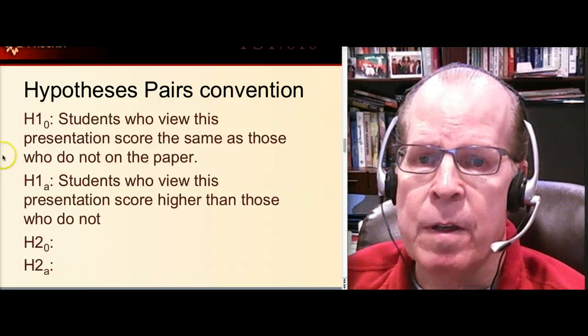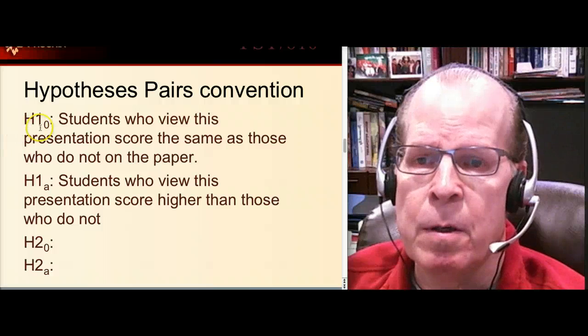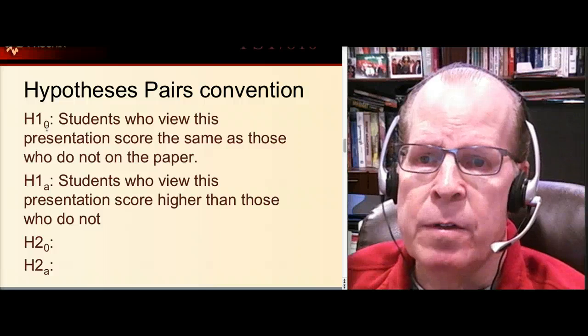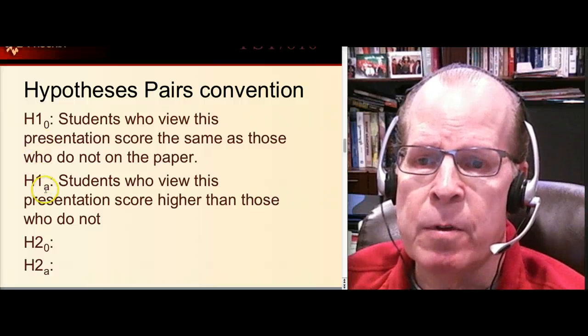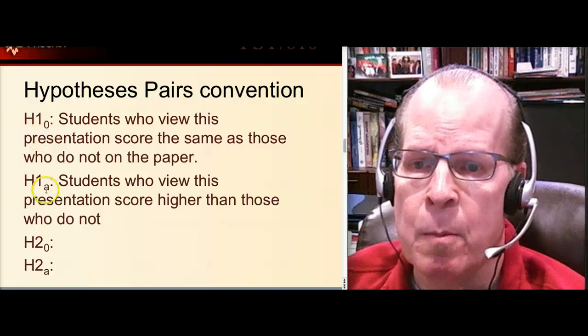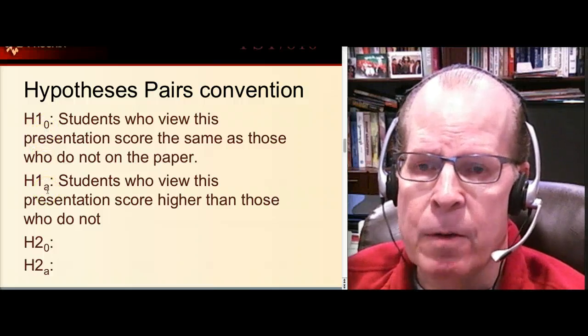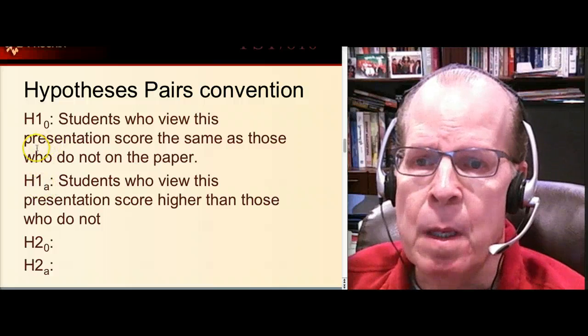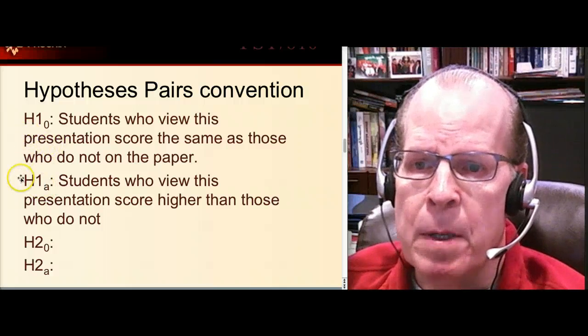Now here's an example of the convention of how they're written. Normally in dissertations we use the subscript 0 for the null and the subscript A for the research hypothesis. The text uses 0 and a number 1. That's okay either way. And you want to write them in that order.